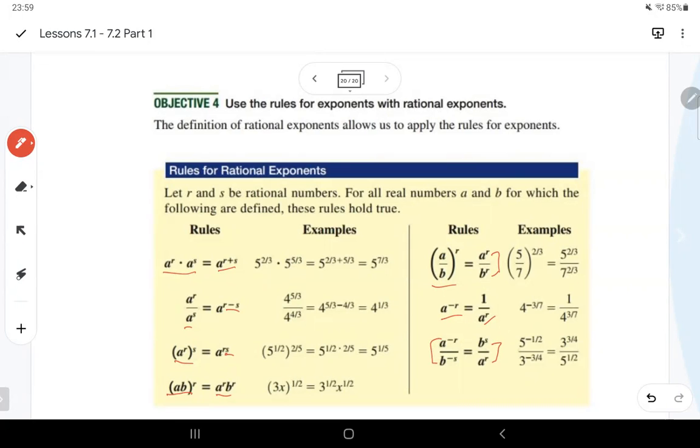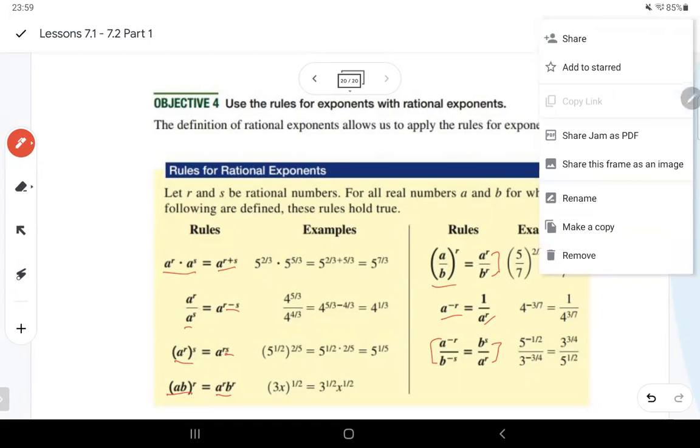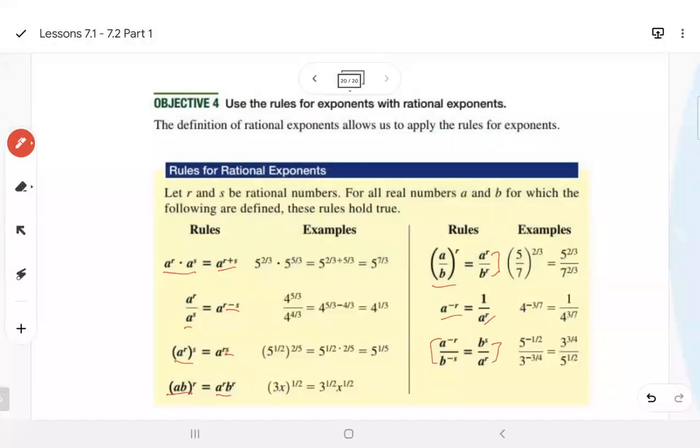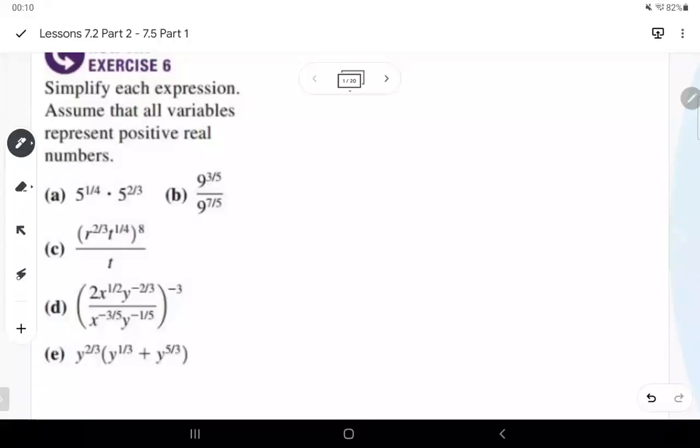All right, so that is the first set of notes. I am going to share those with you. Give me 1 second to come back for the second half. Okay, so here's the last two questions that go with lesson 7.2.